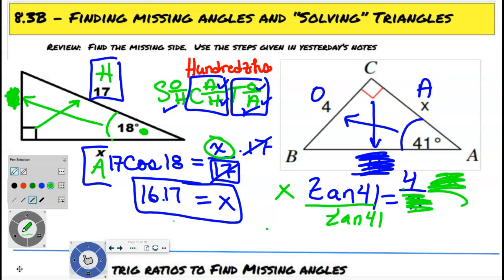So when I divide by tangent 41, now this one I don't remember from last hour. Can I get a help? 4.6.60. All right, perfect, thanks. There. So that was yesterday's.